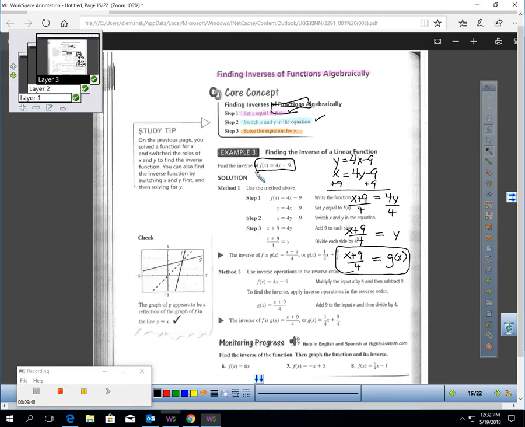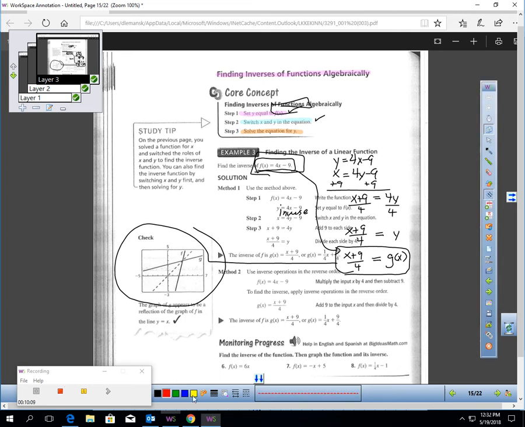So the original function was f of x equals 4x minus 9. Here's the inverse. I'll write the word inverse next to that. The inverse of that function would be x plus 9 over 4 equals g of x. And if I graph both of those, do you notice how these two graphs mirror each other over that diagonal line again? Let me highlight that diagonal line here. These two functions mirror each other over that diagonal line.